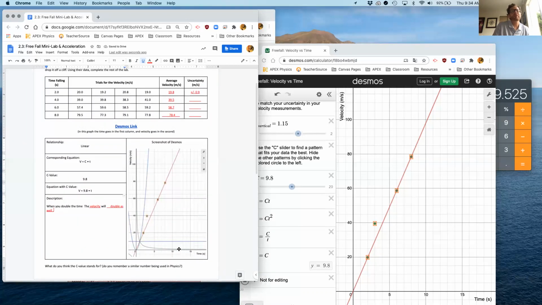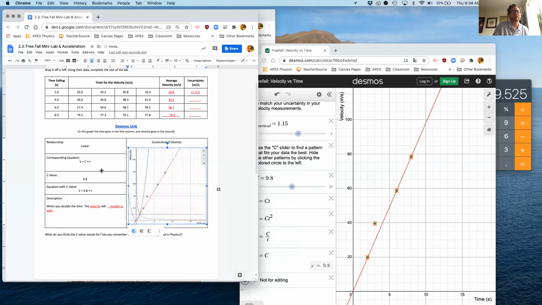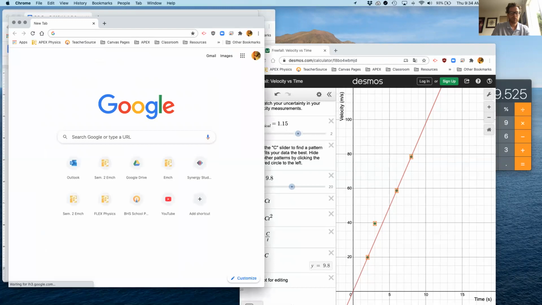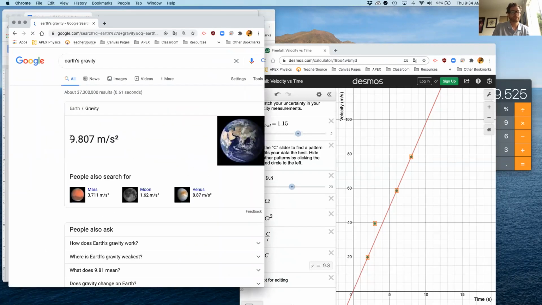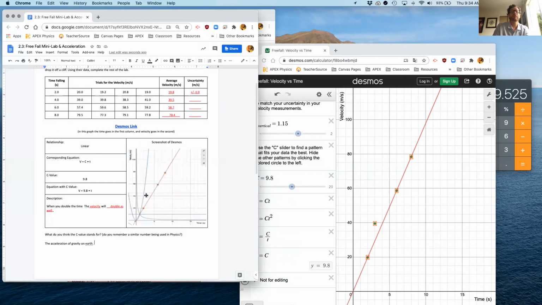The main point of this whole thing actually is to get this C value. This C value of 9.8, that right there is the acceleration of gravity on Earth. Okay, so what does the C value stand for? The acceleration of gravity on Earth. And if you look it up, if you say Earth's gravity, bam, 9.807. So that's what we were solving for right there.